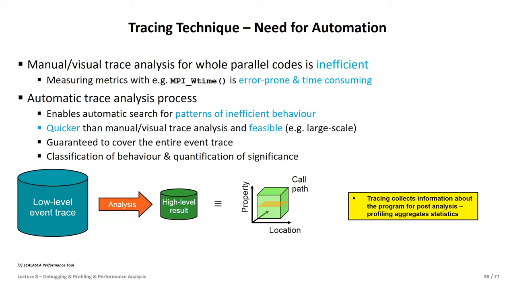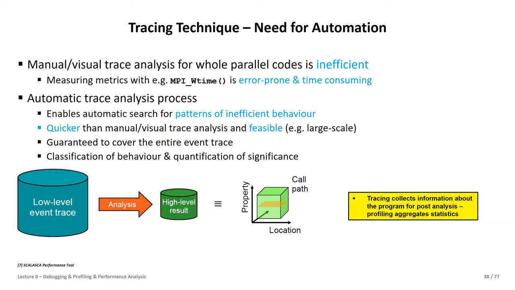Now, to this interesting word called tracing. Again, I said we need automation. And now the question is how we automate something which we want to execute in parallel. And the answer to this is that we have a trace analysis process.